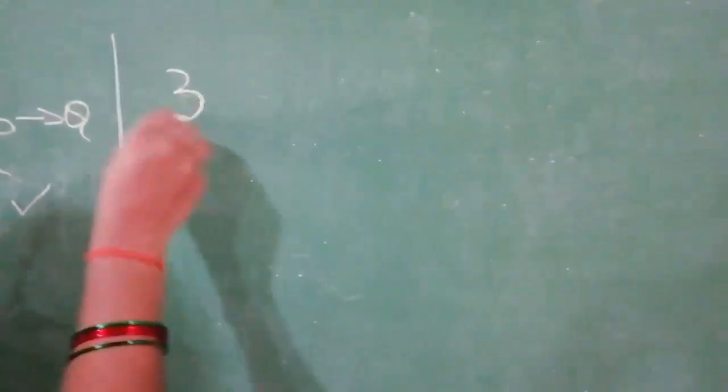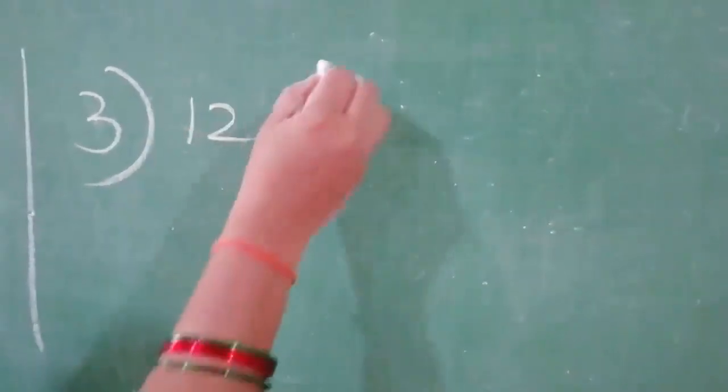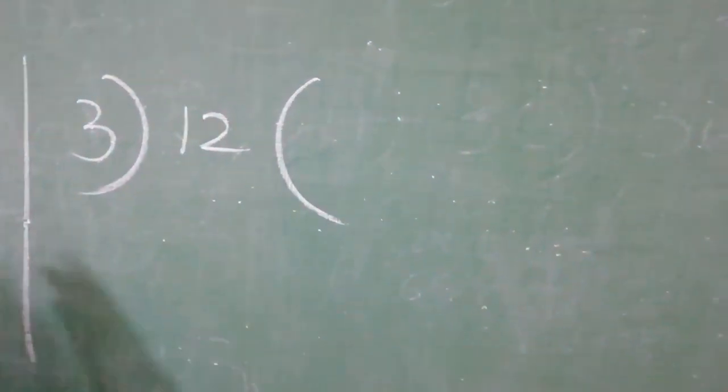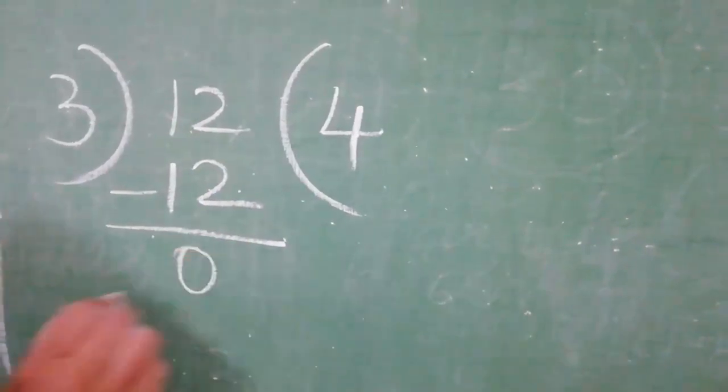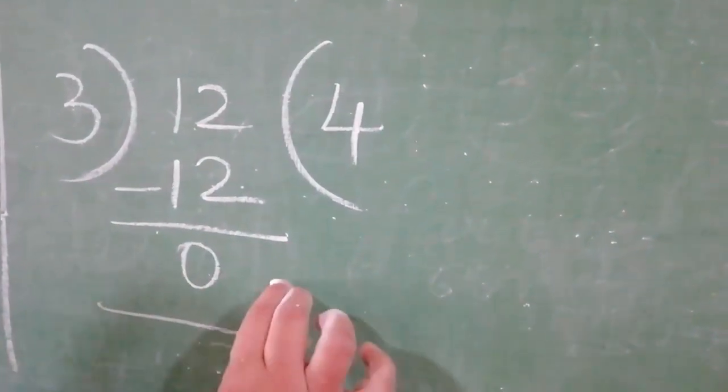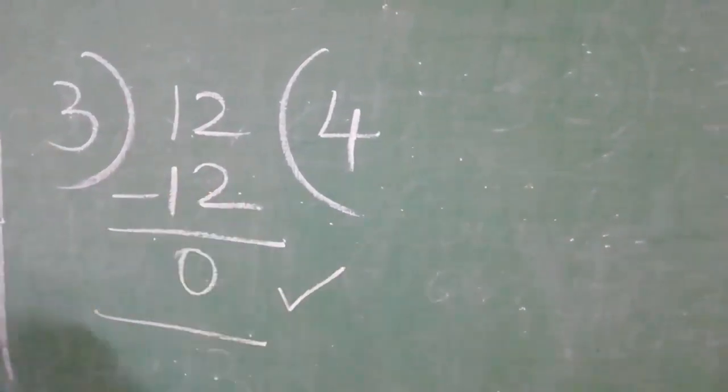Next number 3. 12 divided by 3. As 12 is there in 3? Yes. 3 4s are 12. 12 minus 12 is 0. Remainder is 0. So 3 is also a factor of 12.